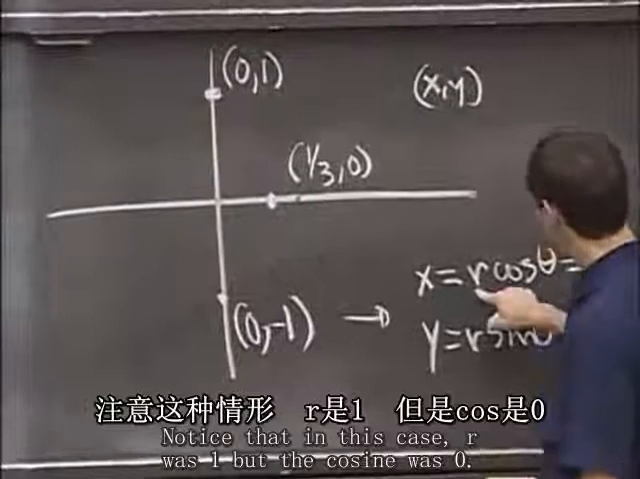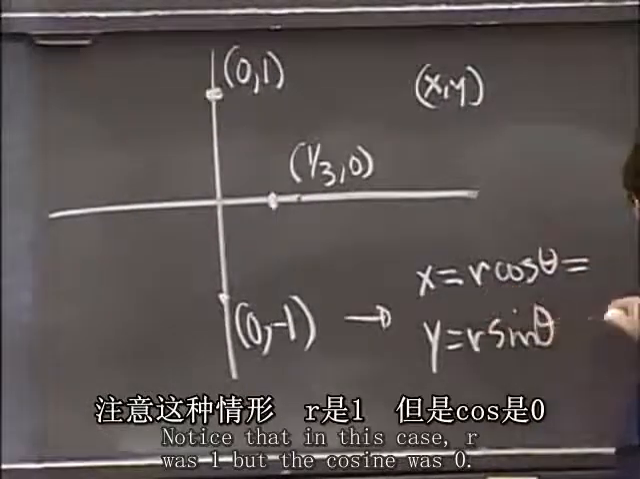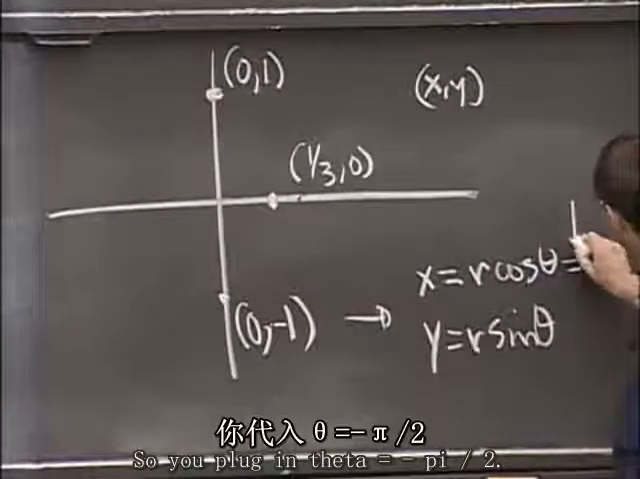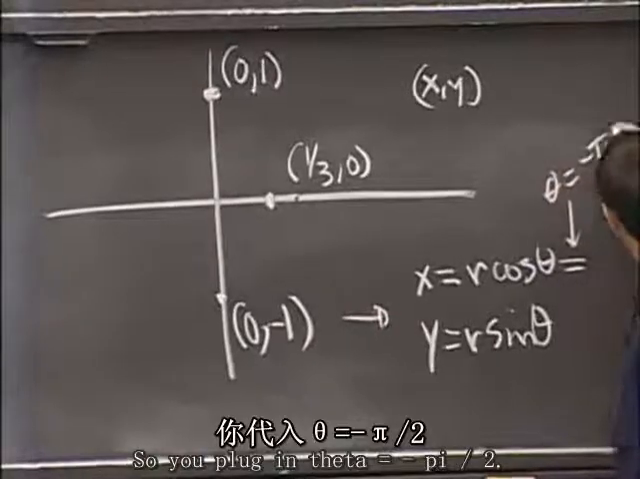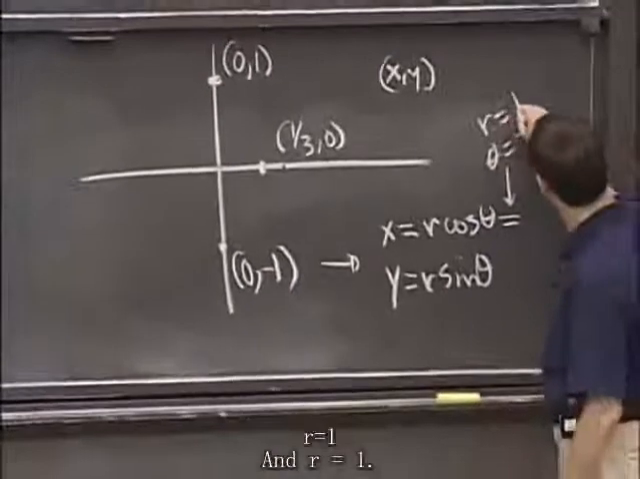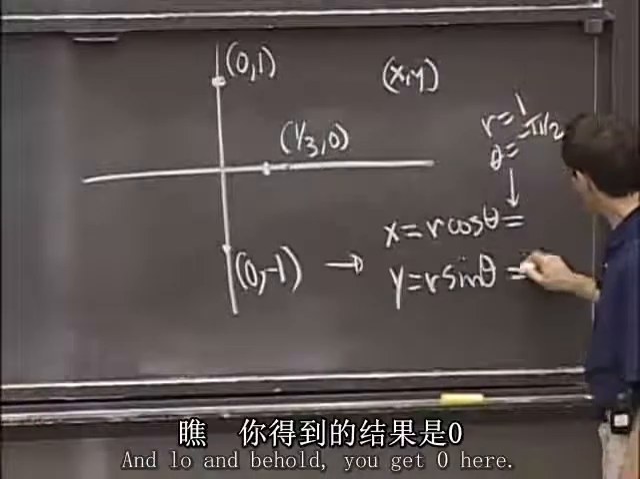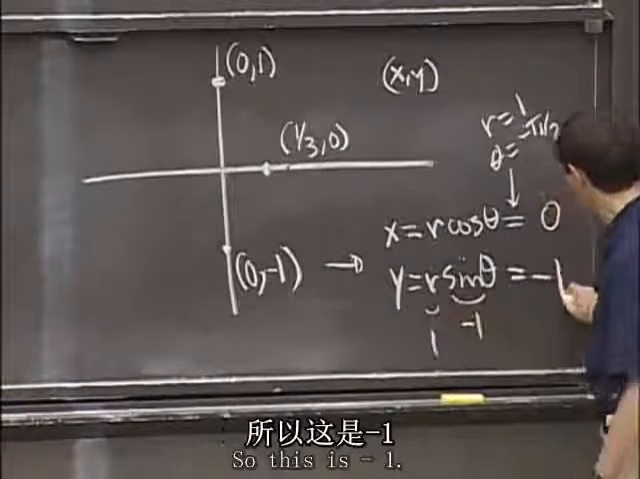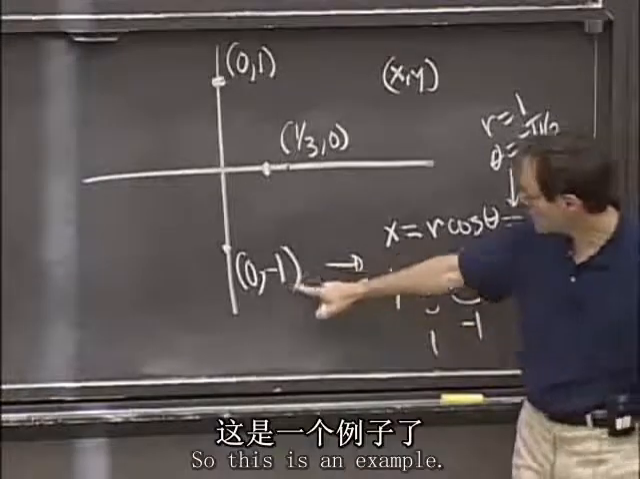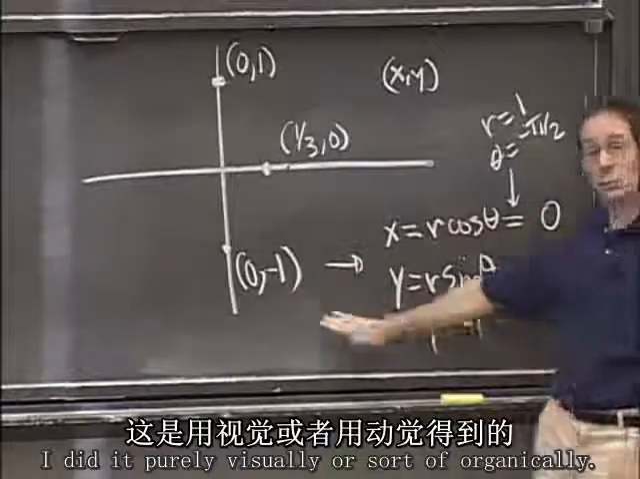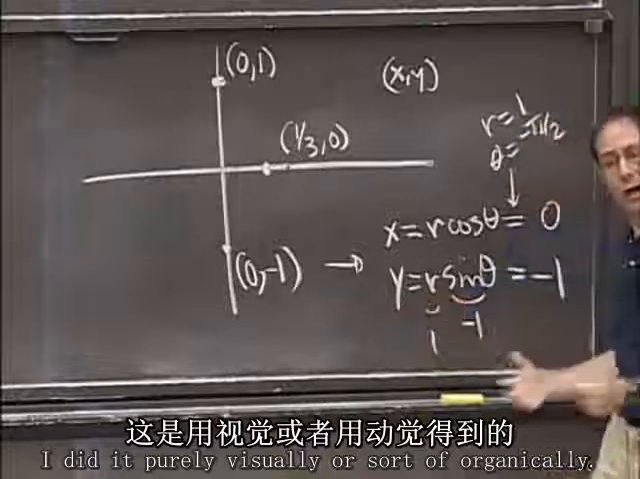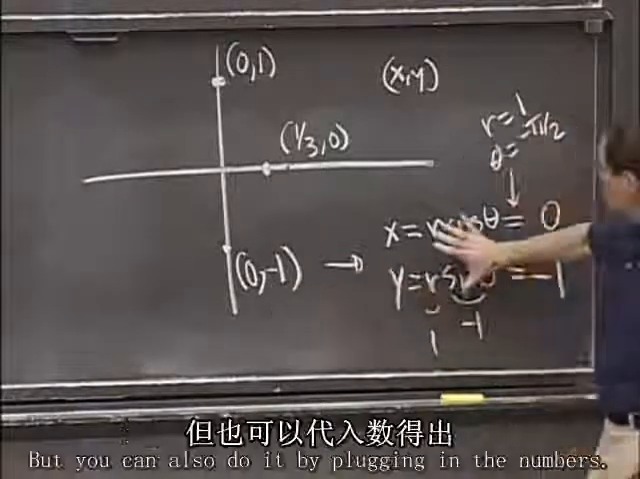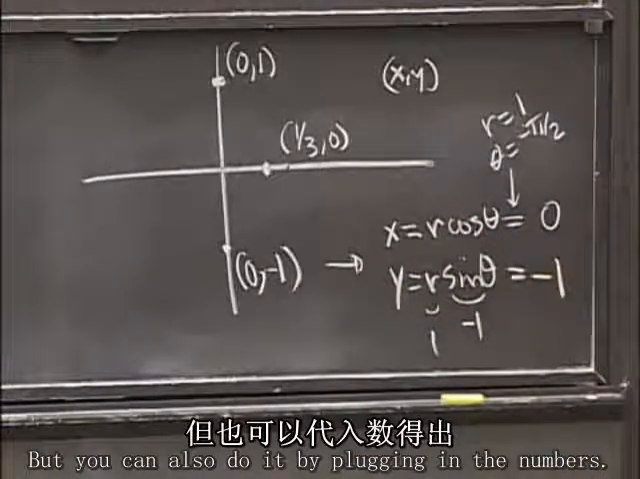Notice that in this case r was 1, but the cosine was 0. So you plug in theta equals minus pi over 2, and r equals 1. And lo and behold, you get 0 here, and here you get minus 1, and here you get 1. So this is minus 1. All right? So this is an example. I did it purely visually, or sort of organically, but you can also do it by plugging in the numbers.